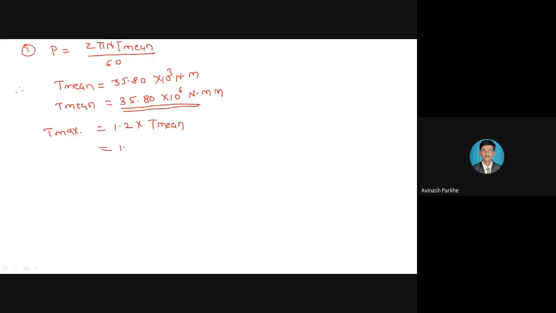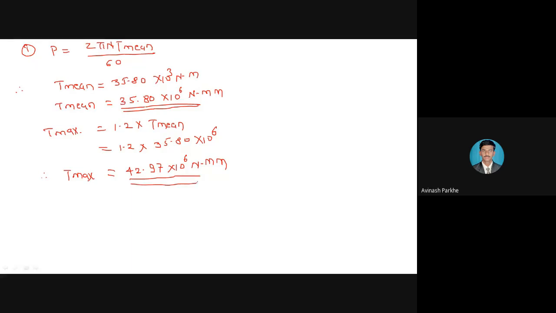So 1.2 times the mean torque, 35.80 into 10 raised to 6. You will get the answer, that is T max. How much is the answer? Check. 42.97 into 10 raised to 6, correct. 42.97 into 10 raised to 6 Newton mm. Yes, this is the T max value.